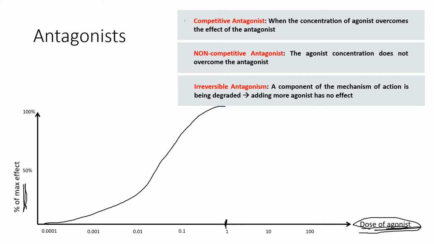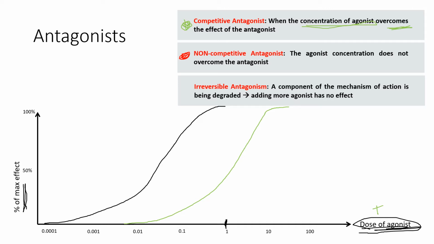And so the first type is a competitive antagonist, which I'll put in green, where even if I have a competitive antagonist in the mix, the concentration of the agonist can be adjusted to overcome the effect of the antagonist. And so what this looks like is that you'll see a translational change towards the right, where I can still get 100% of the max effect, but I would need to increase the dose of the agonist to get to 100%. And then we can have a non-competitive antagonist.